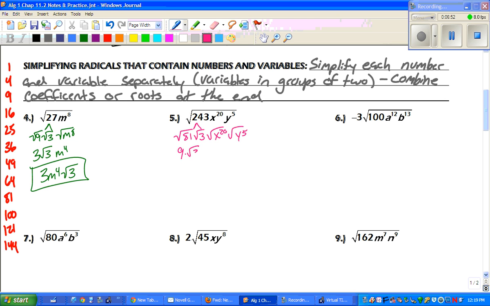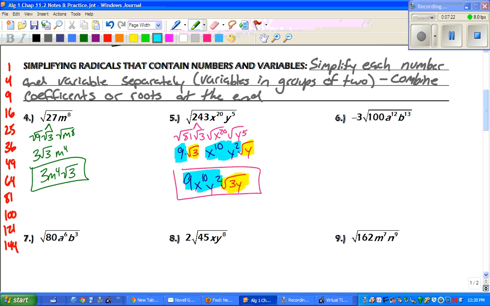We get 9, root 3, 20 divided by 2 is 10, and then 5 divided by 2 is 2 with a remainder. So then to make it look pretty, we're writing all of the coefficients out front, and then we write our remainder inside. Okay, so if it stays underneath the square root, we just combine them together. If it wasn't in the square root, we combine those together. Okay?